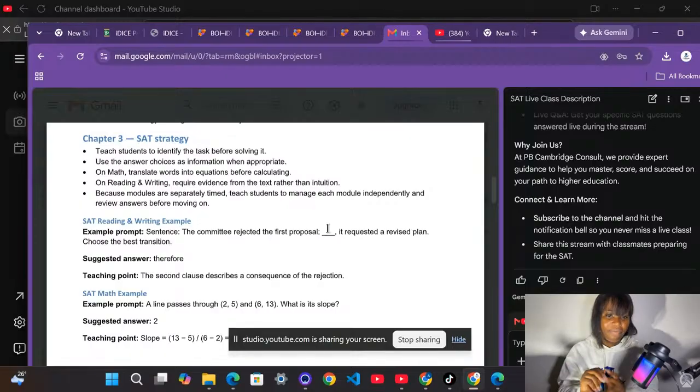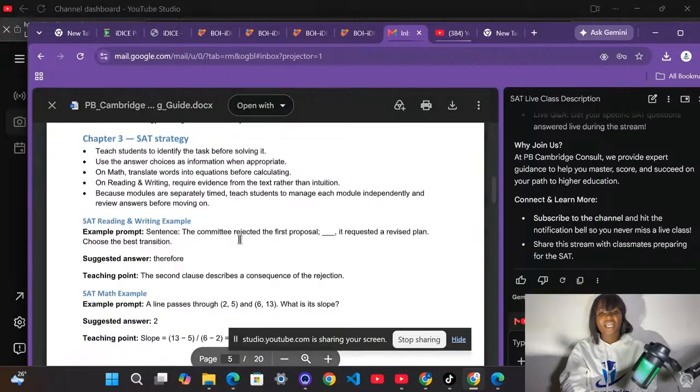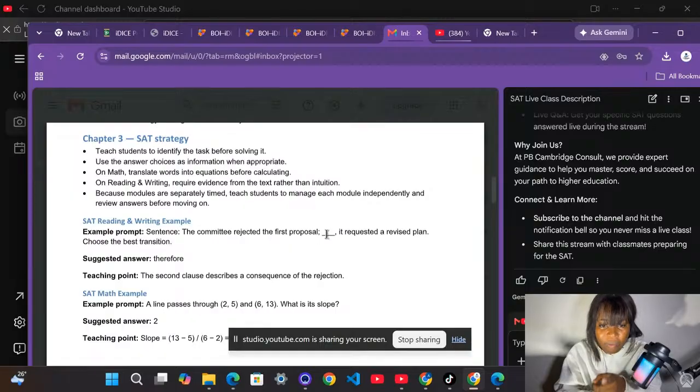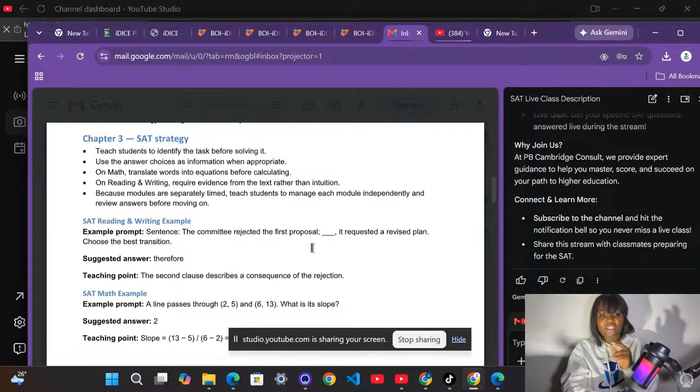Now, once we insert "therefore" into this page, you're going to see we have "the committee rejected the first proposal" with the hyphen and the punctuation mark here, the dash. Oh, sorry. So we're going to have: the committee rejected the first proposal. Therefore, it requested a revised plan. So "therefore" is a word that actually shows a very good transition.